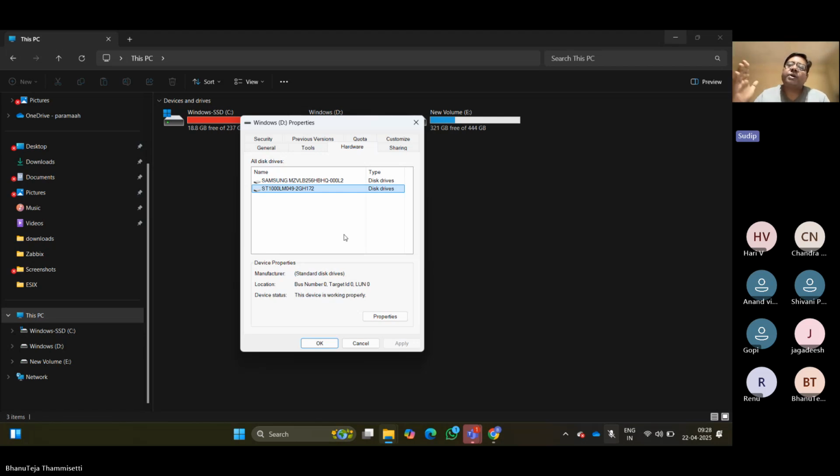But in enterprise class storage systems, it may not work because the storage manufacturers do some tweaking after they receive the hard disk in their factory. What that is will come later.